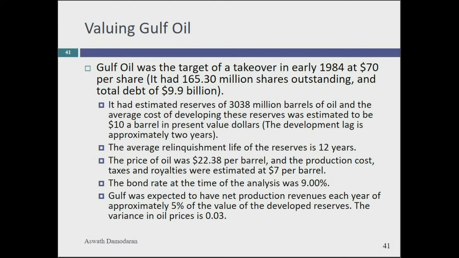There's a two-year lag in development, which means between the time you decide to develop the reserves and oil comes out, it takes you 2 years. The average life of the reserves was about 12 years. Some of these reserves were 4, some were 8, some were 16, some were 20, but the average across all their reserves was 12 years. And the price per barrel of oil at the time that I did this was about $22.38 a barrel. The variable cost was $7. So per barrel of oil you get out of the ground, you're going to make $15.38. The T-bond rate was about 9%. And once you developed the reserves, it was estimated that the cash flows you would get would be about 5% of the value of the reserves.